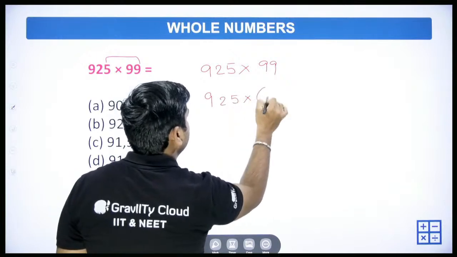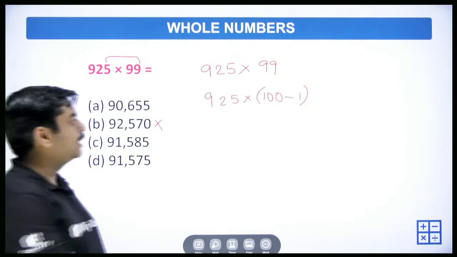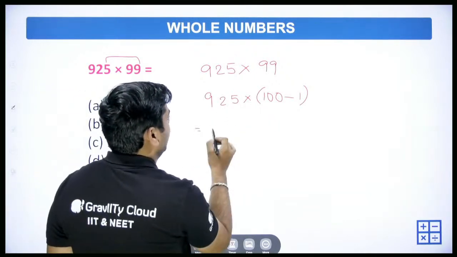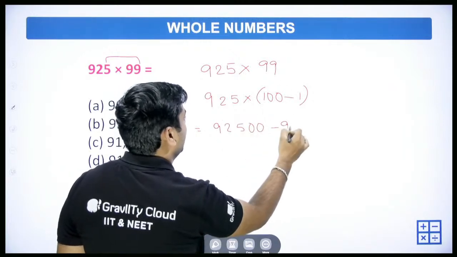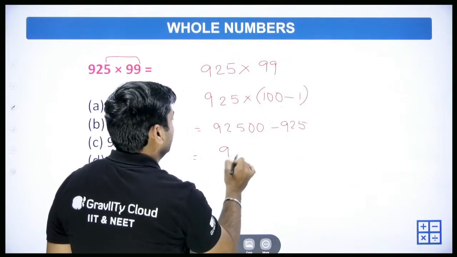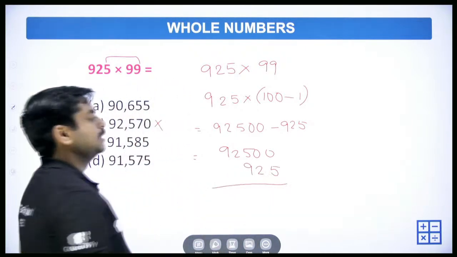925 into 99 is 100 minus 1. That is the easiest thing that we can do. Right, so 925 into 100 is 92500, minus 925 into 1 is minus 925. So 92500 minus 925.